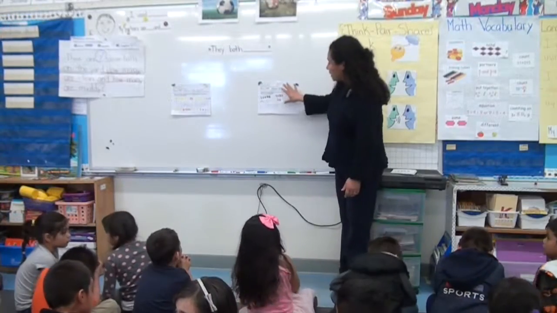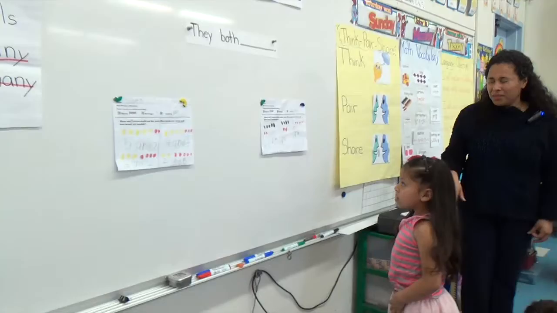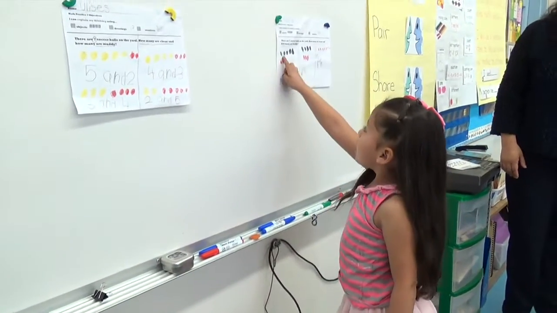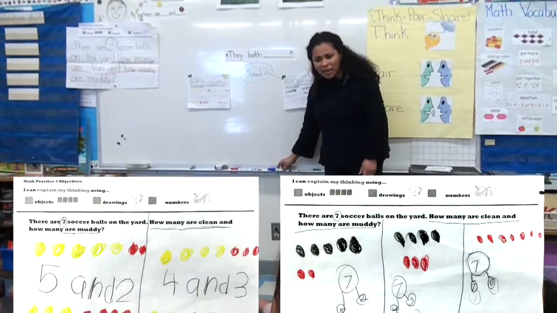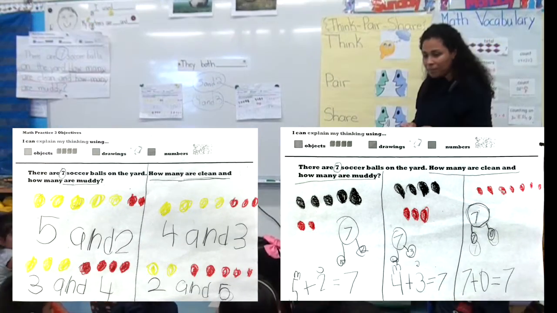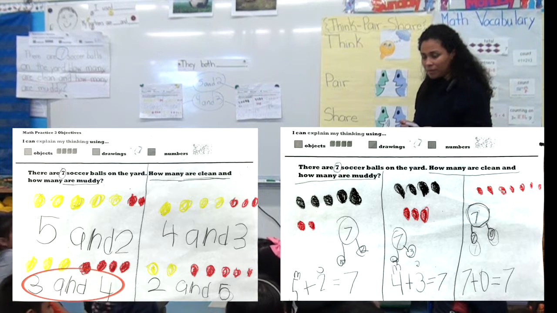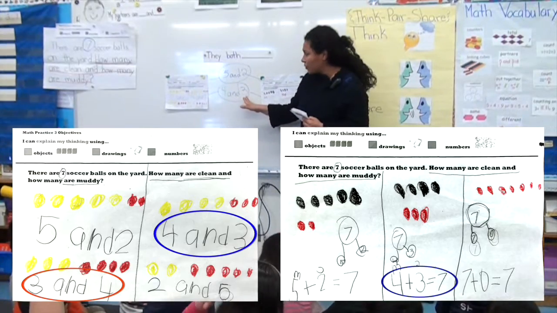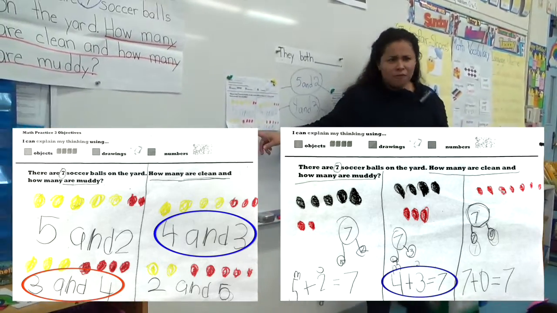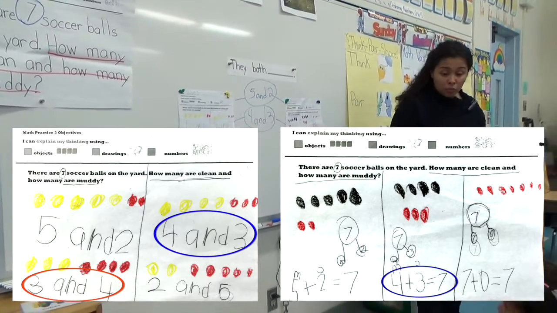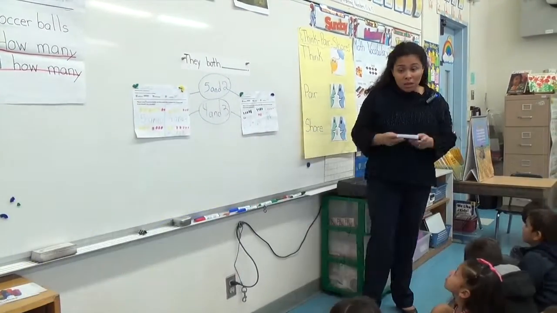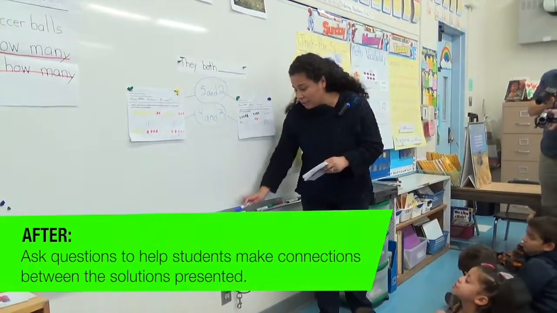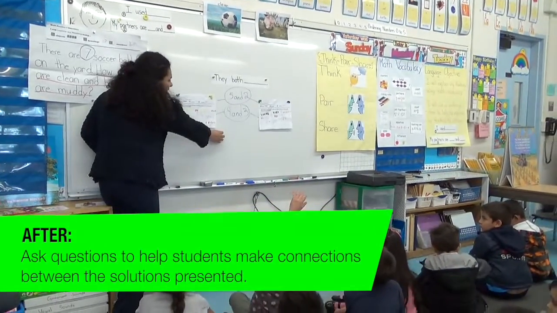Jocelyn, can you come up and tell me, what did you tell your partner? They both have 5 and 2. 5 and 2. What else do they both have? They both have 3 and 4. 4 and 3, and this is 3 and 4. Are those the same? They're switched. Oh, okay. So is that the same though, or is that different? Different. That's different. Anyone else have something that's the same?